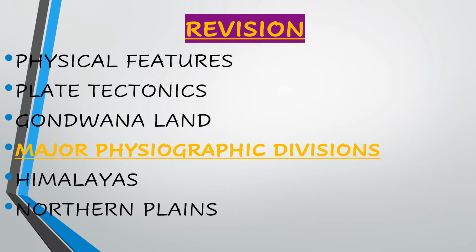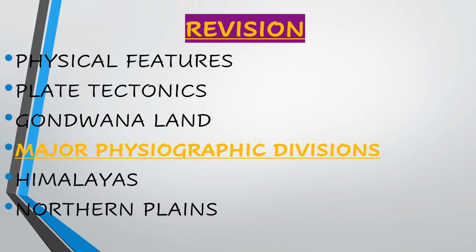Going with the physiographic divisions, we first studied about the Himalayas. We studied about the upper Himalayas or the greater Himalayas. Then we studied about the lesser Himalayas, children. Then we studied about the outer part of the Himalayas, that is the Shivalik ranges. Then we studied about the northern plains as well, only due to the emergence of the Himalayas and its perennial rivers, the northern plains were formed on the foothills of the Himalayas.